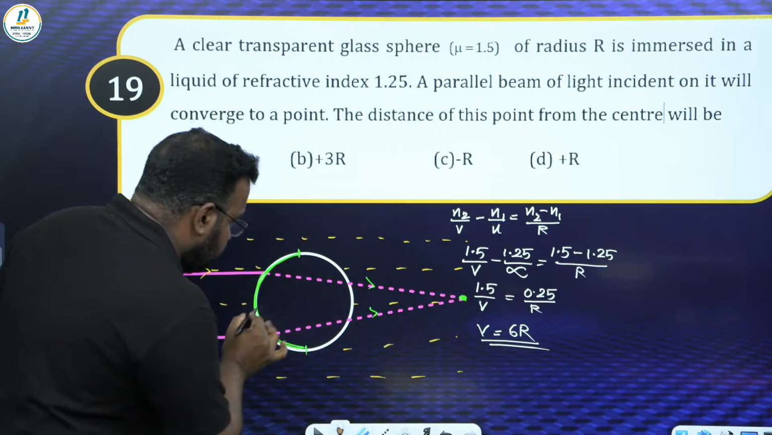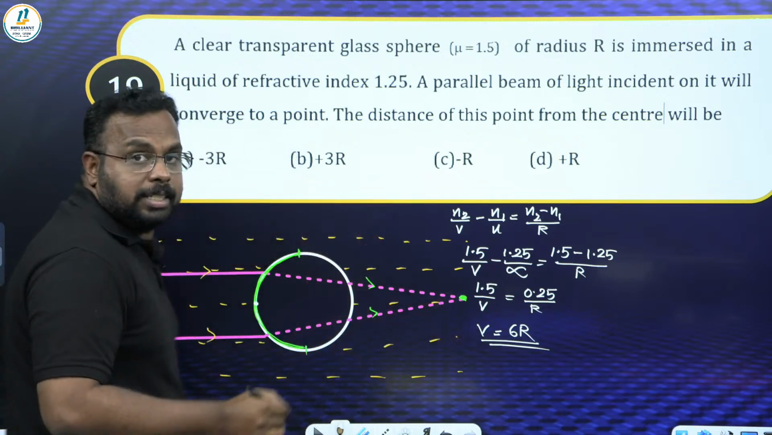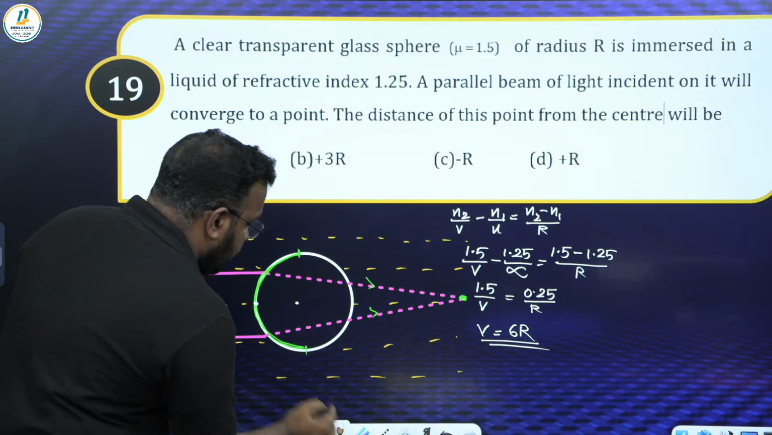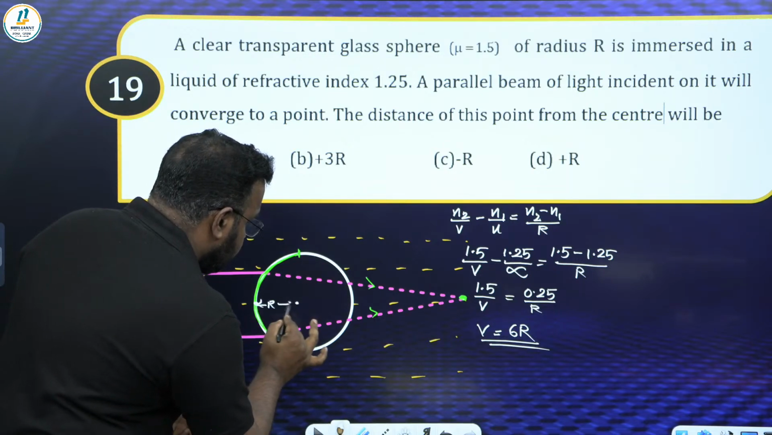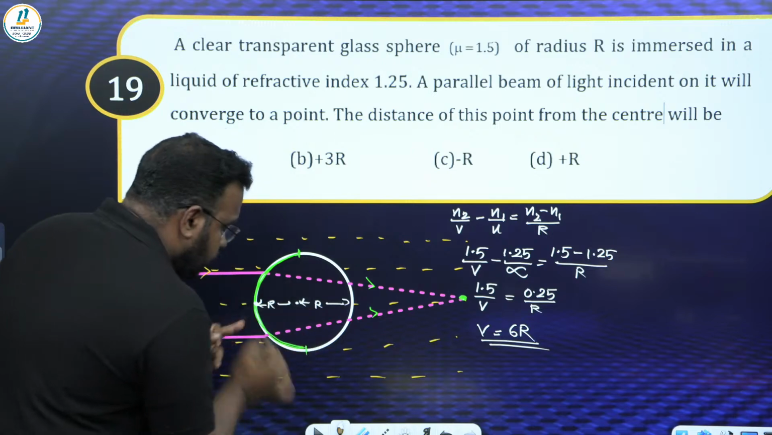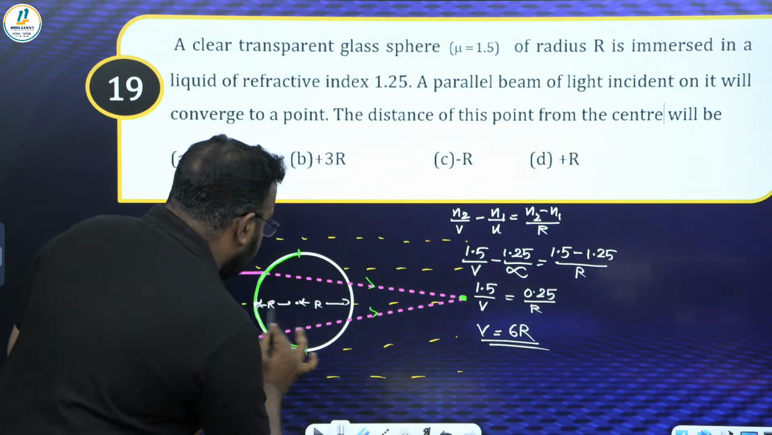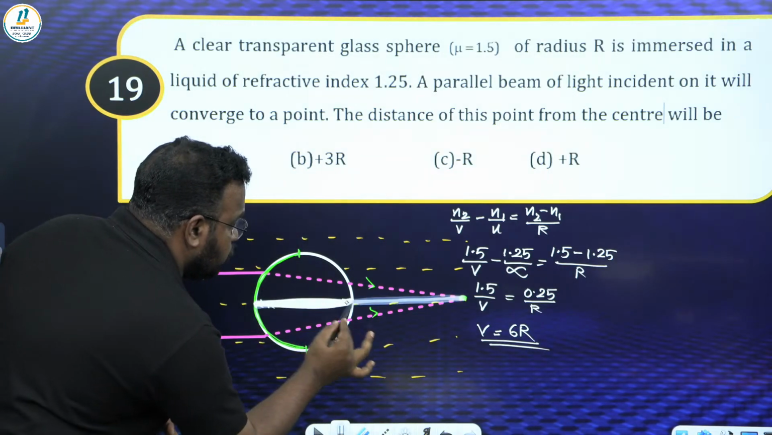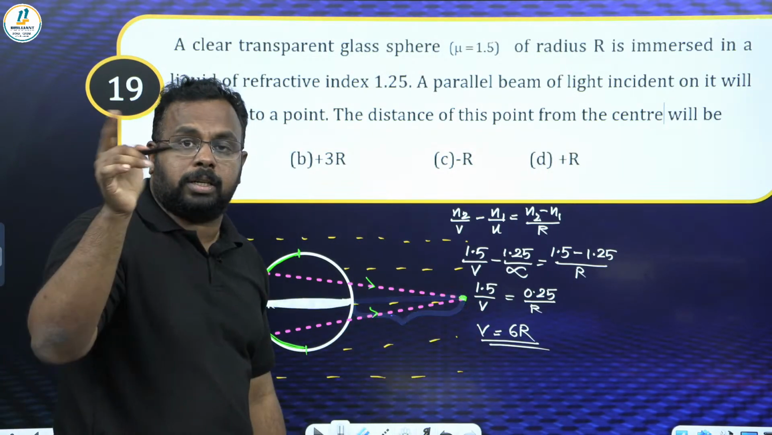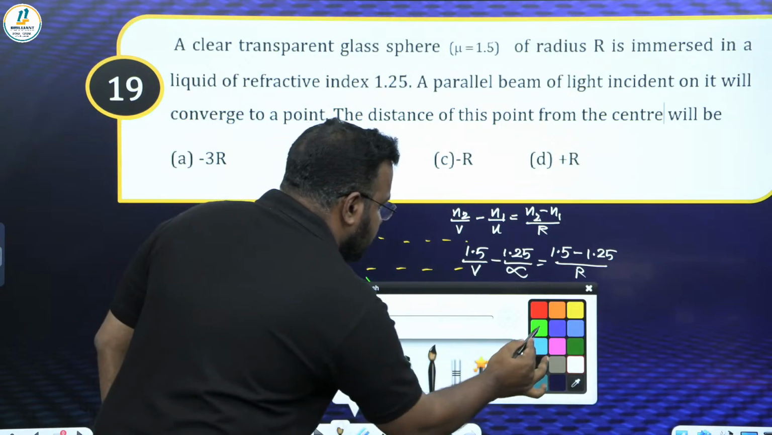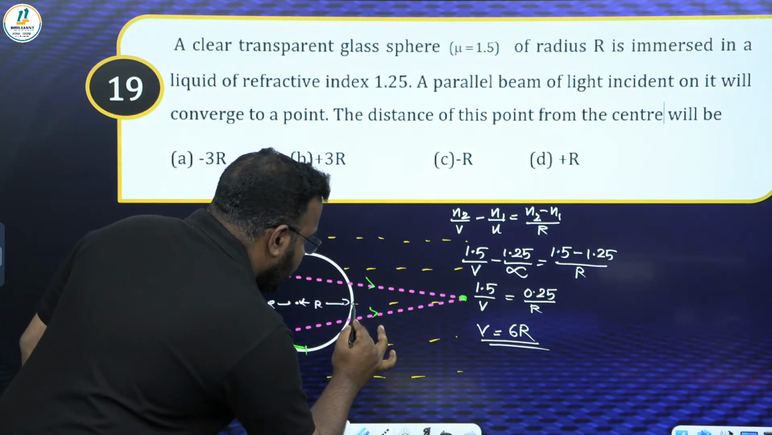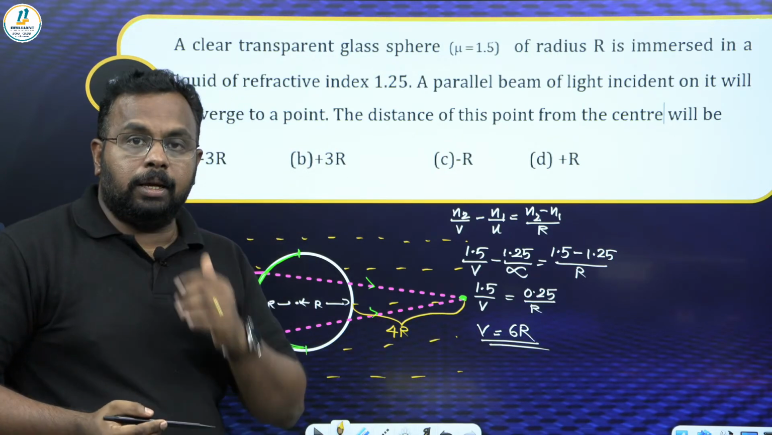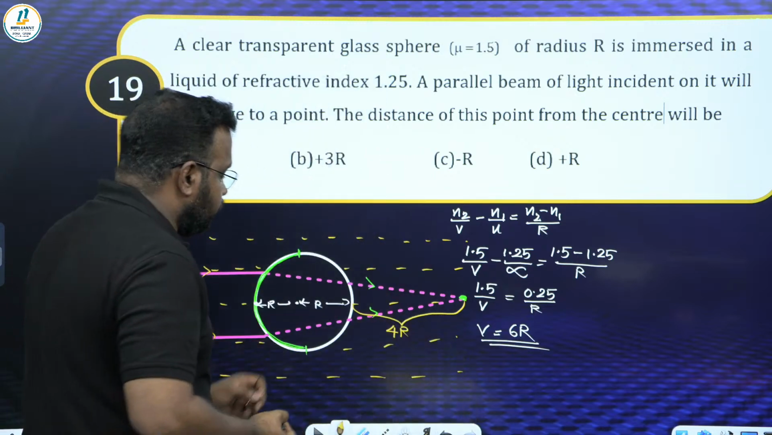6R means the distance from the surface to this point is 6R, my dear students. And what is the radius of this sphere given? It is R. That means this distance is R, this is also R, and from here to here we got 6R. So out of that 6R, 2R is here. This distance is 2R, so the remaining distance will be 4R. Our discussion is not over. I'm just writing this distance is equal to 4R.